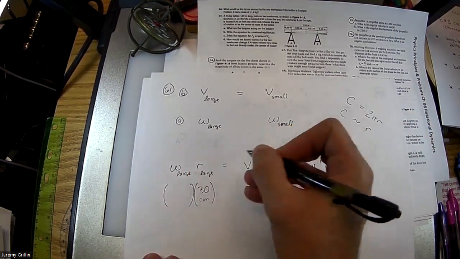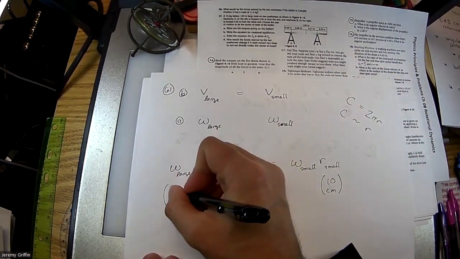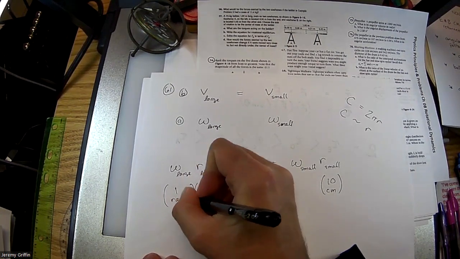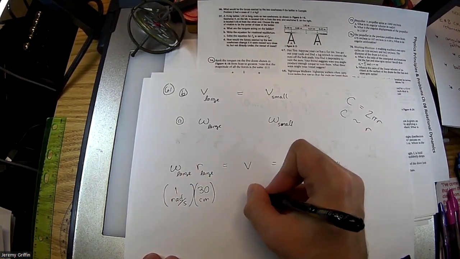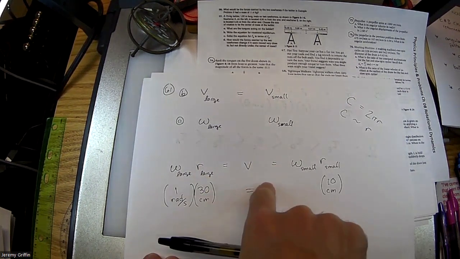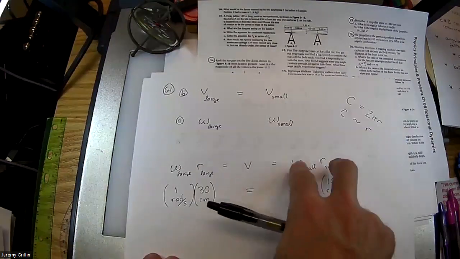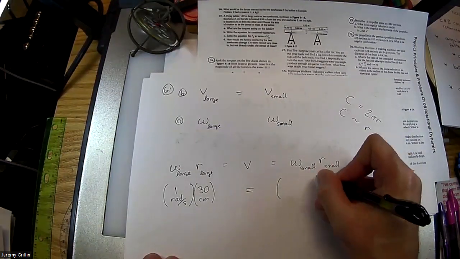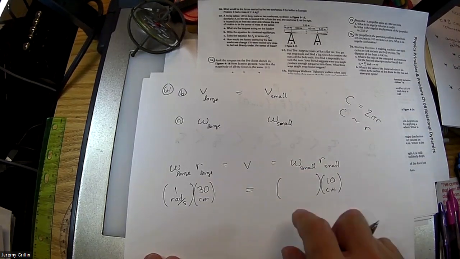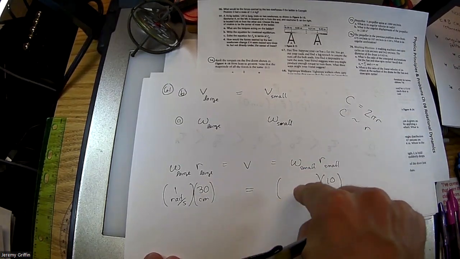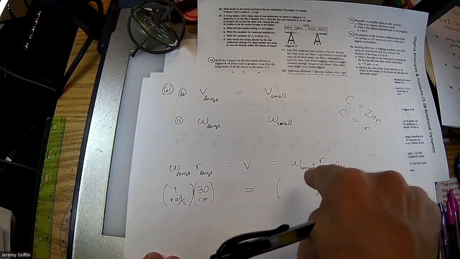I'm going to say about 1 radian per second. I'll say v equals. So I'm just going to skip straight across the v and say this product equals this product. So we're getting a numerical example now. Numerical answer. How fast is my small gear spinning?